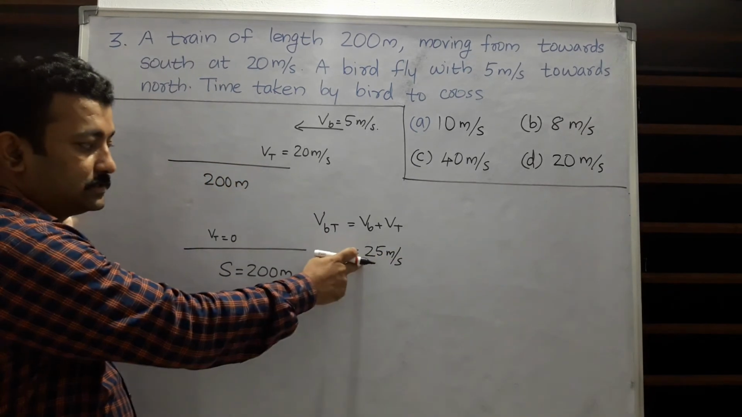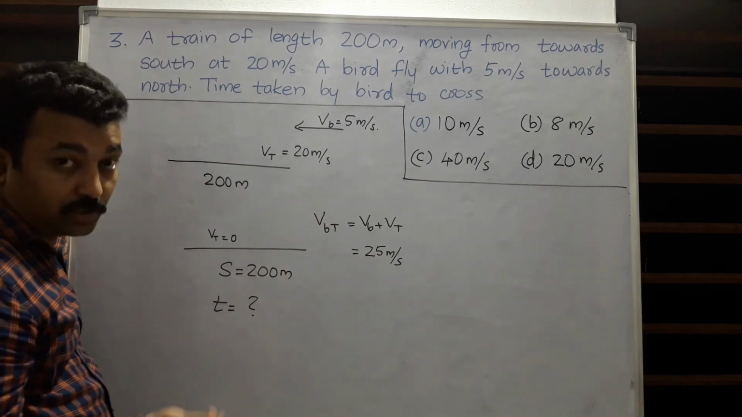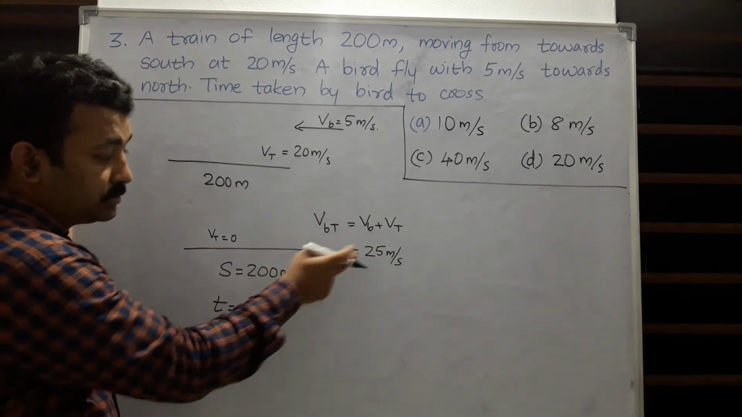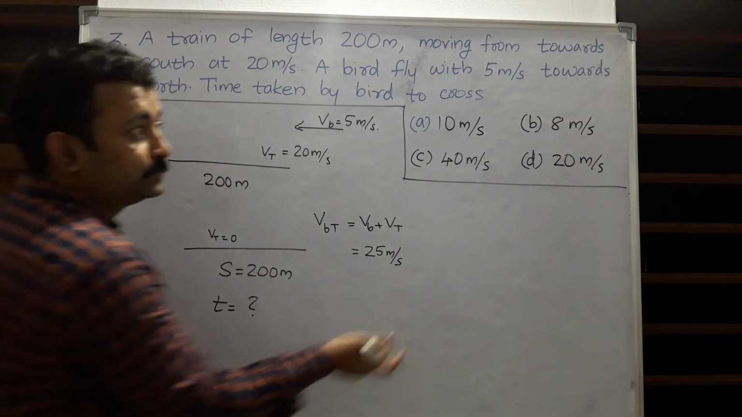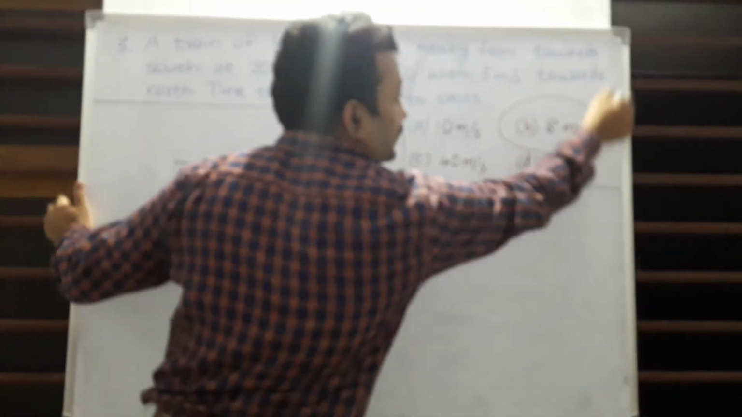You got distance, you got the velocity. Now it's your time to find the time taken. 200 divided by 25. What will be the answer? That is 8 seconds.